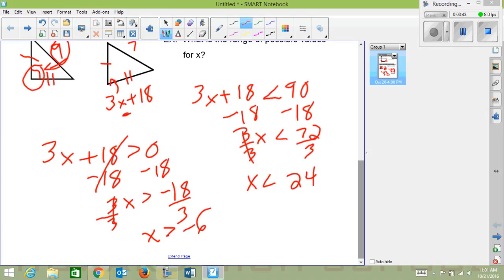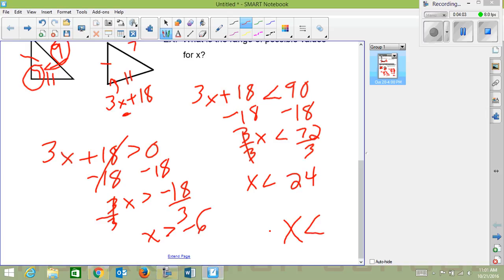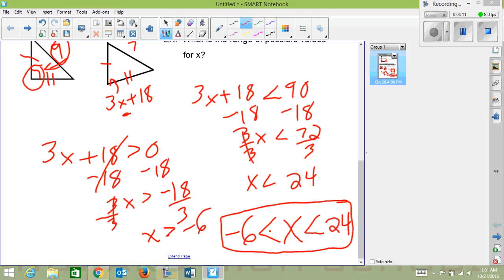And so the way that we're going to write our answer is a compound inequality, so the x has to go in the middle. So the x is in the middle, and you read these from the inside out, and so x has to be less than 24, and x has to be greater than negative 6. So this is how you write your range of answers for that. So this angle right here in this corner has to be greater than negative 6 and less than 24.